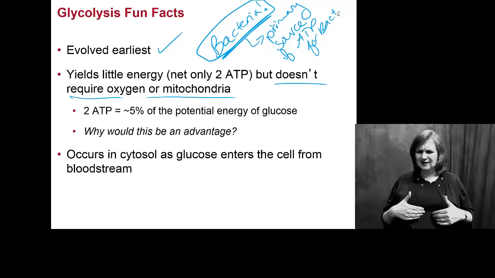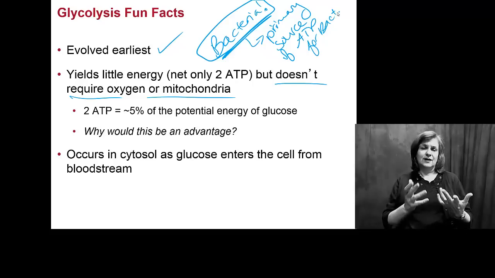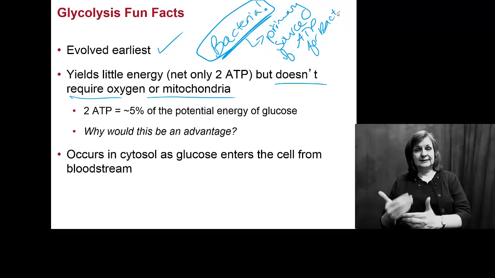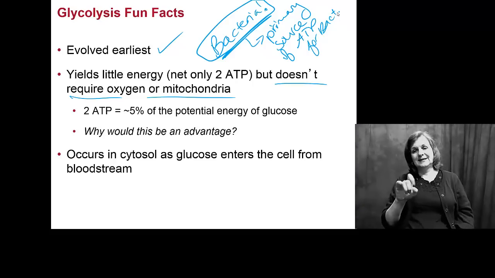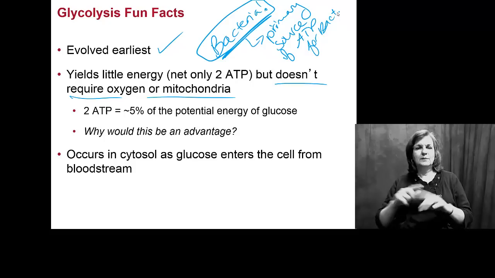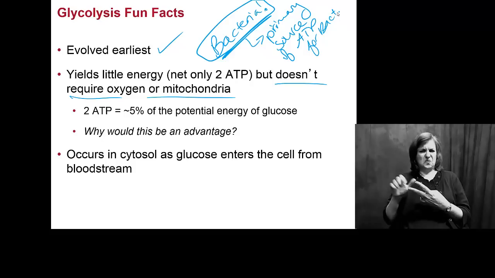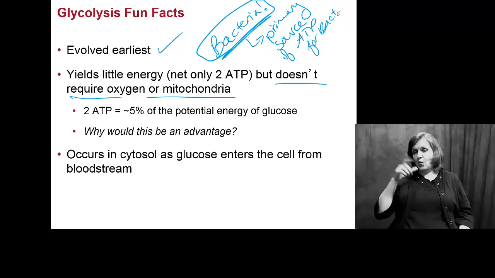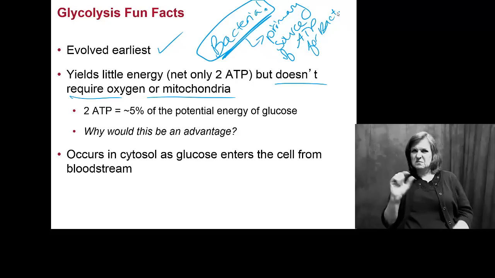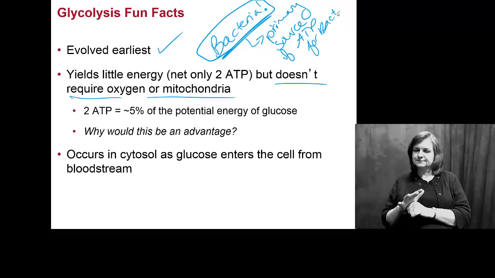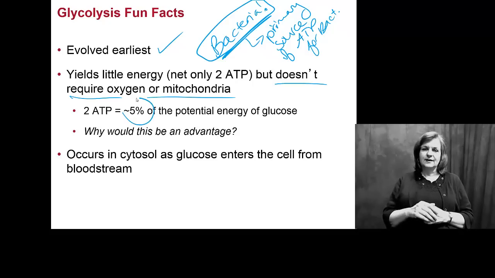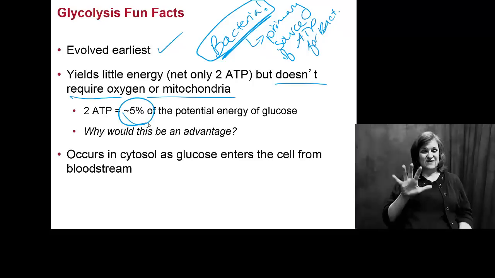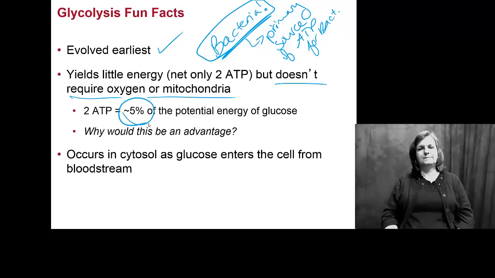Now for you, 2 ATP isn't great. It's not going to power your body. So we're going to have to use another process, that oxidative phosphorylation, to get out more ATP. But for bacteria, this is fine. This is enough. This is a terrific advantage to not have to have oxygen, to not have to have mitochondria. The bacteria are small enough and efficient enough that the 5% of the energy that they're getting out of that glucose molecule is fine with them.